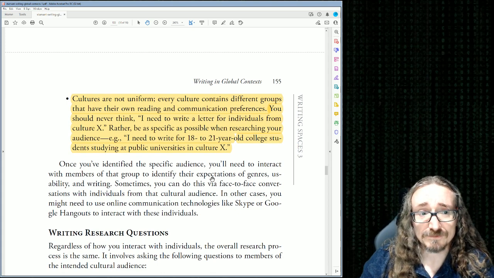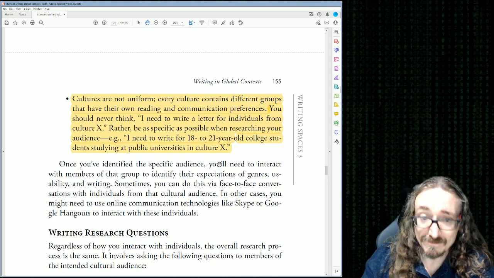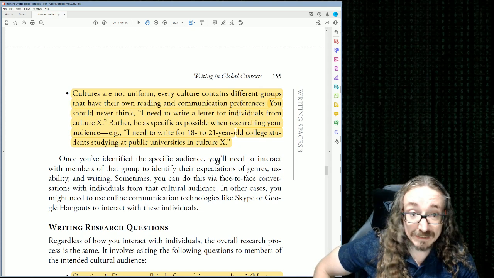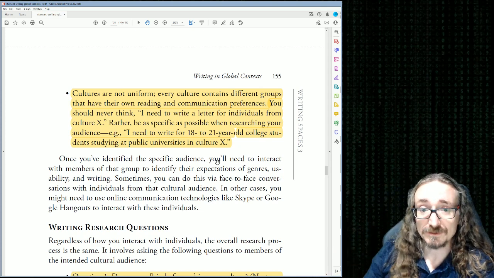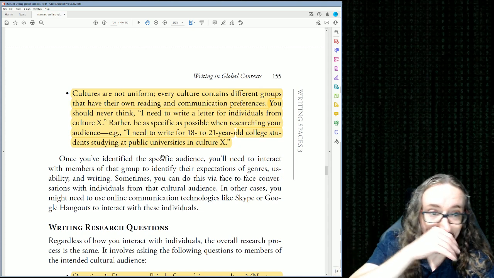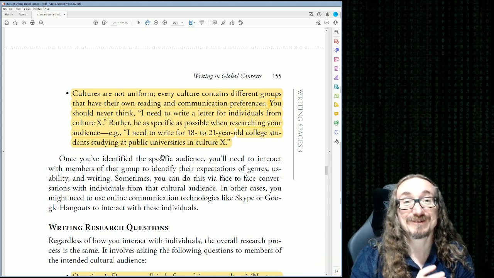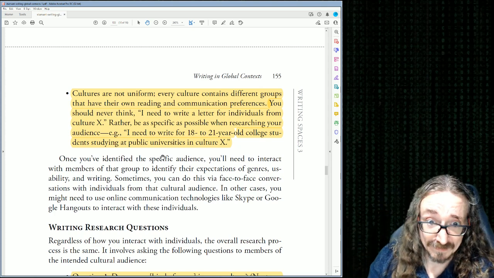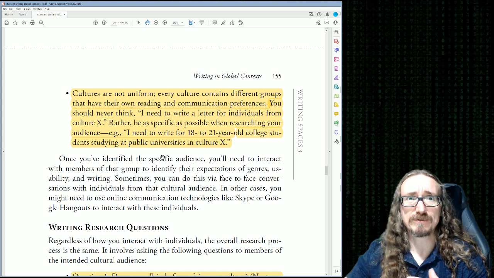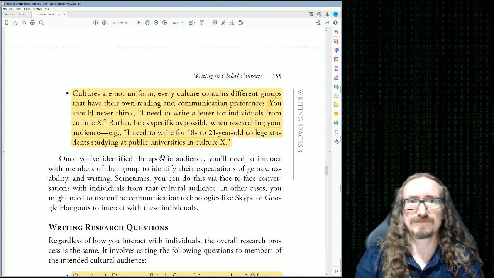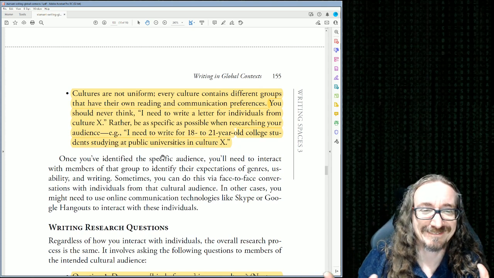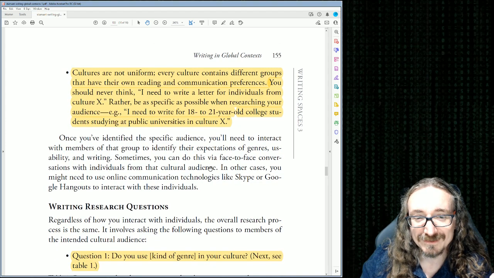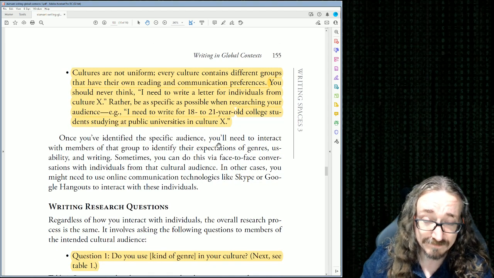Second point, cultures are not uniform. Every culture contains different groups that have their own reading and communication preferences. And another very good point, he talks in here about age. So let's see, 18 to 21 year old college students, that's probably a different audience, no matter what the culture is, than people that are in their 60s or 70s. You can't just say, well, Japanese culture, blah, blah, blah. There's too much diversity within that culture to make any sort of big overwhelming claim. You always have to leave room for all these different groups and different ways of doing things.